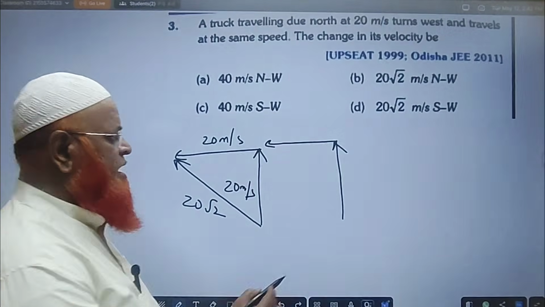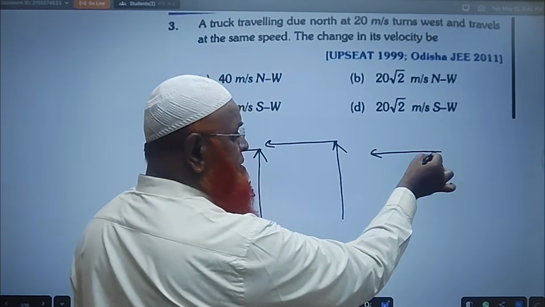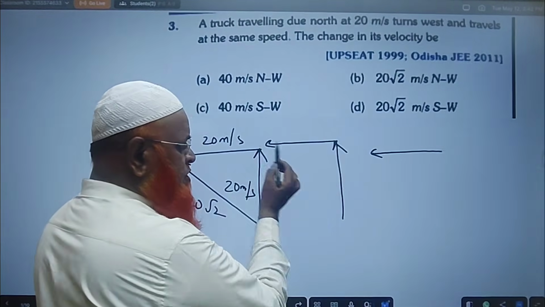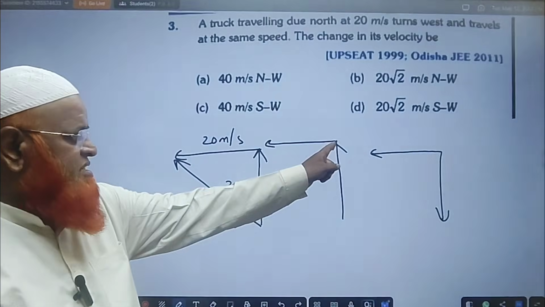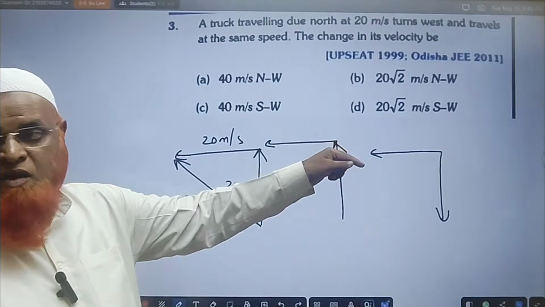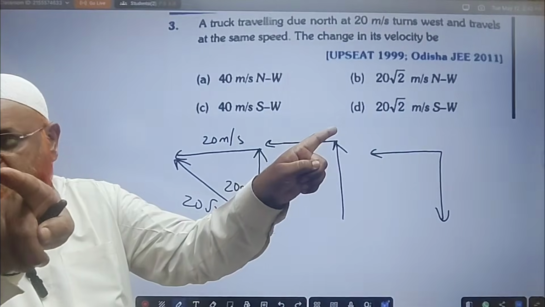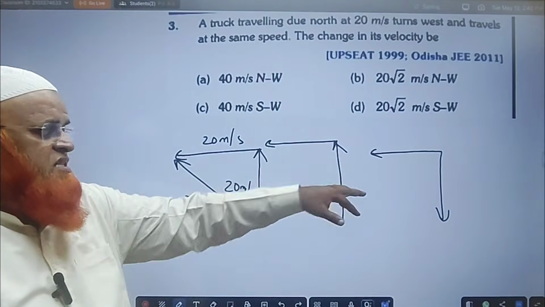If you see the parallelogram law, what does it mean? Two vectors should be away from one point. This one is okay, away from one point, but that one is towards one point. That should be changed here. This is the correct position, but this is moving towards the tail. But according to the parallelogram law, two vectors should be away from one point. Then only the resultant will be there. So this is in the wrong direction, so change that direction.